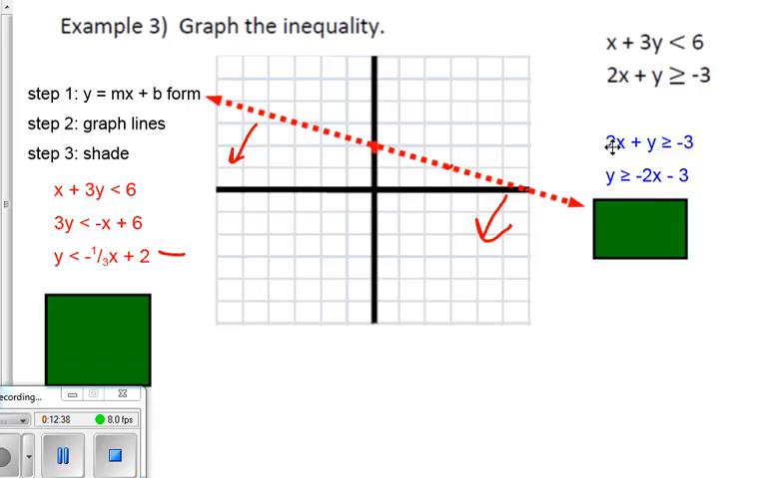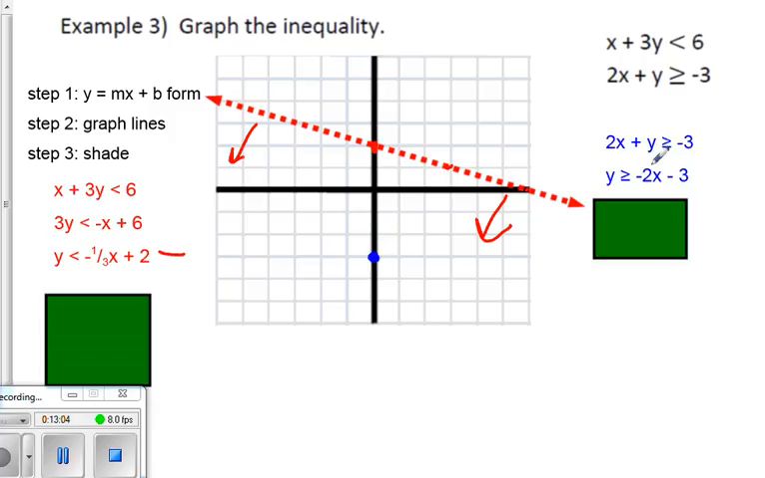2x was subtracted from both sides, so we got rid of it here, and it became like a negative 2x here, or subtracting 2x, going down 2x. So now our inequality is y is greater than or equal to negative 2x minus 3. And we need to graph that one. If we're at negative 3, or that's our y-intercept, we go 1, 2, 3 down from the origin.